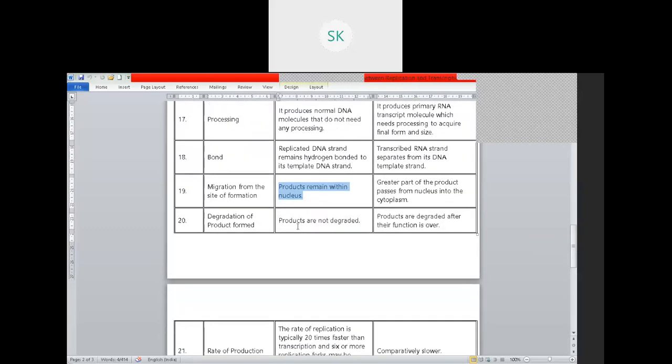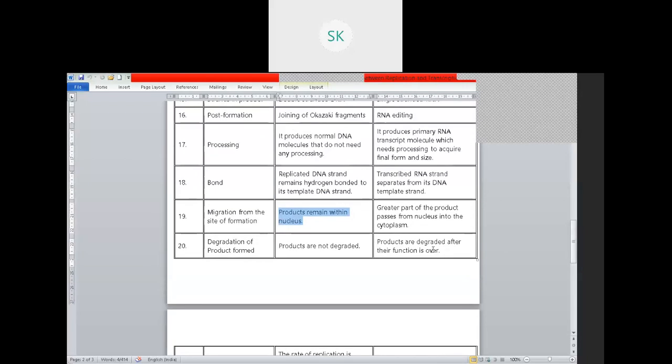And in the DNA replication process, the products are not degraded. The products are daughter DNAs and these will not be degraded. But in the transcription process, the products are degraded after their function is over. After the formation of a protein, the mRNA will not be useful and it will be degraded.